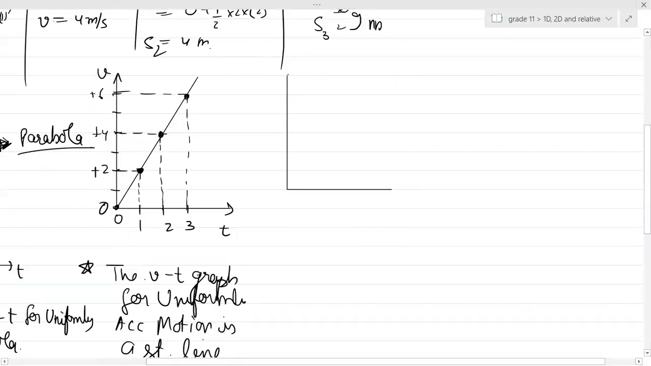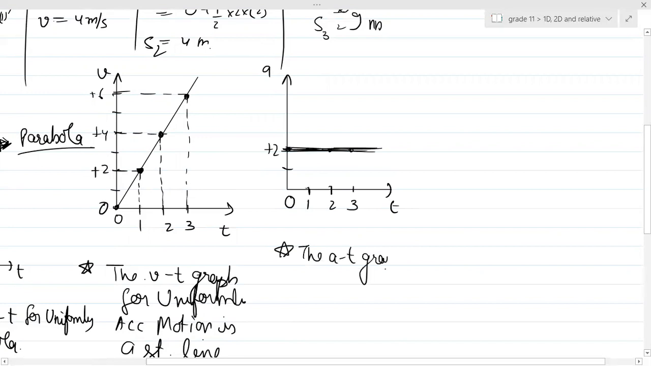Now, the acceleration versus time graph. Will the AT graph be looking like this? At t equals 1 second, the acceleration was +2. At t equals 2 seconds, the acceleration was +2. At 0 second, the acceleration was +2. Yes or no? Yes, sir. Basically, when you form the acceleration time graph, the graph is a straight line. The AT graph is a straight line.